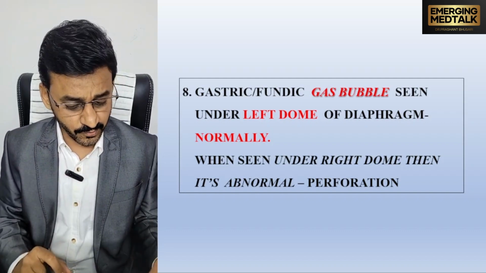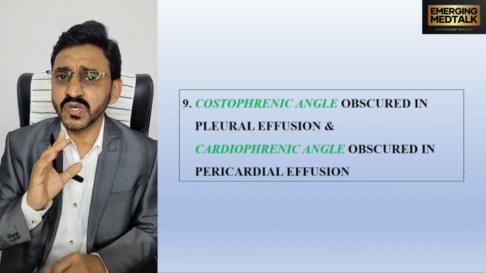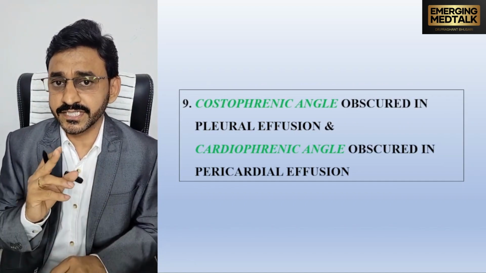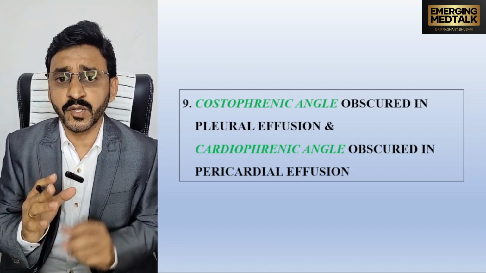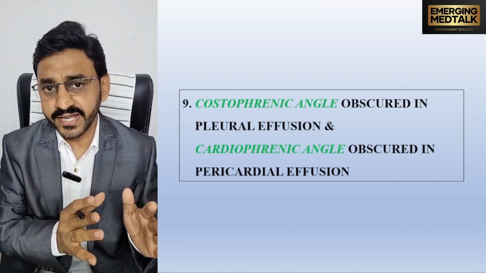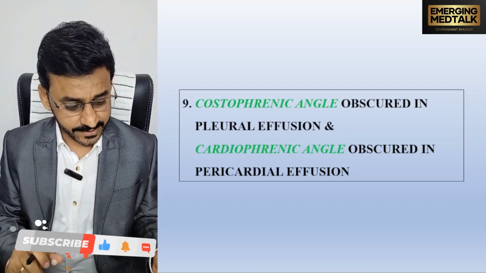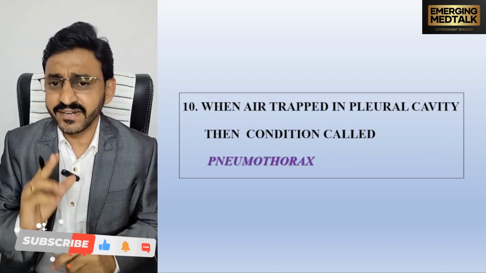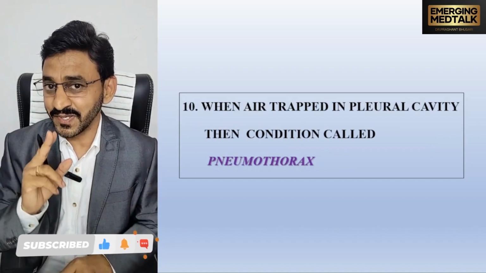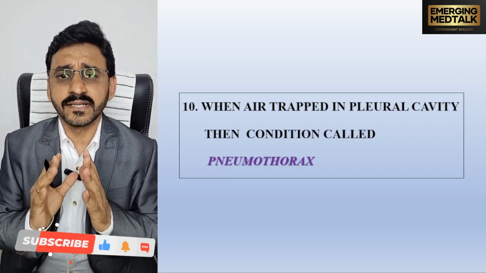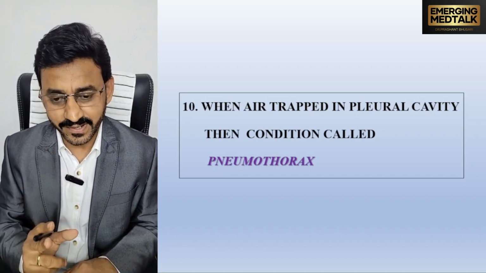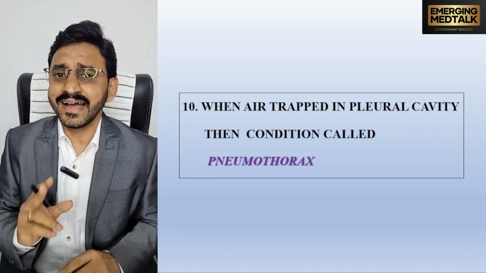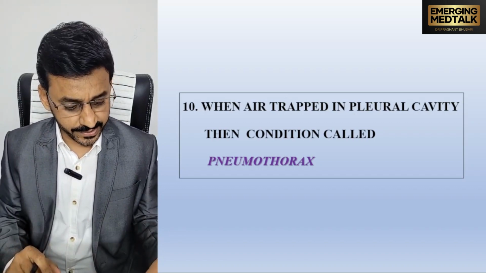If it is seen below the right dome of the diaphragm, it is an abnormal presentation and may be due to perforation. The costophrenic angles are obliterated, obscured, in the condition called pleural effusion, where fluid accumulates within the pleural cavity, and the cardiophrenic angle is obliterated in pericardial effusion. Lastly, when air is trapped in the pleural cavity, we call it pneumothorax. How to differentiate? Normally in the lung we can see the bronchovascular markings, but here they are totally absent. It looks entirely translucent, and that may be due to a road traffic accident.